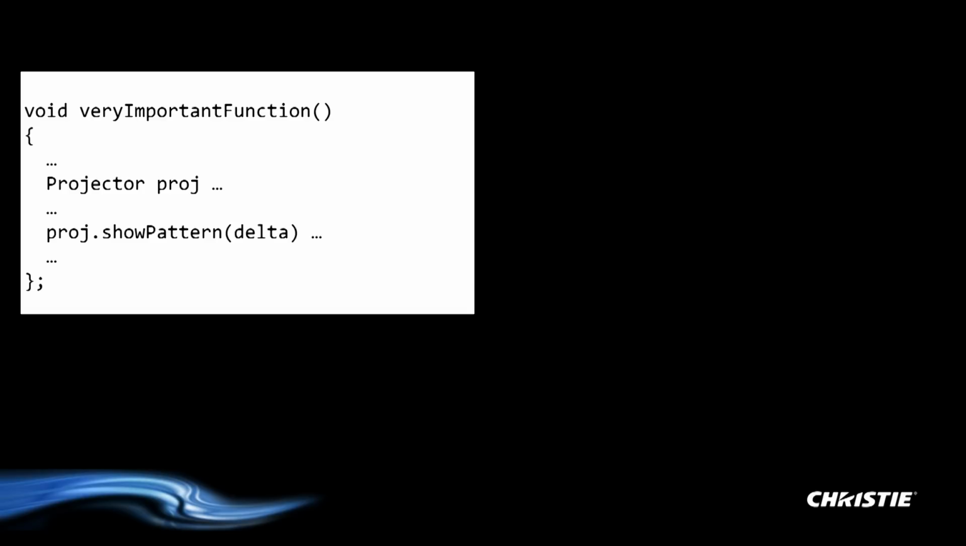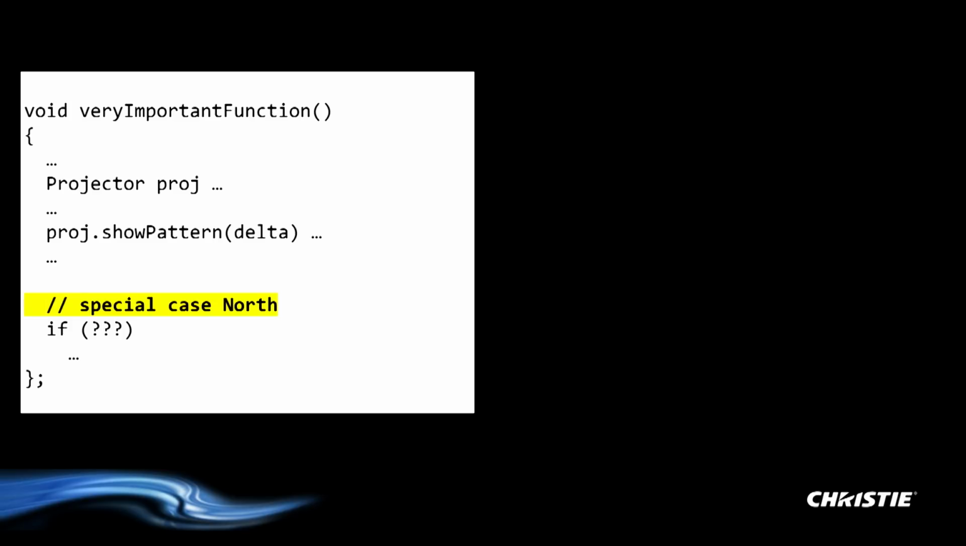All right, so let's say you've got this function, and for some reason you need to add this feature, fix this bug, where you need to special case for north. Why north? I don't know, maybe because CPP north. And we need to know, is this projector facing north? For some reason, this is really important, and this is going to fix our bug. It's going to add our feature. This is going to be great. So what do you do? How do you do this, right?